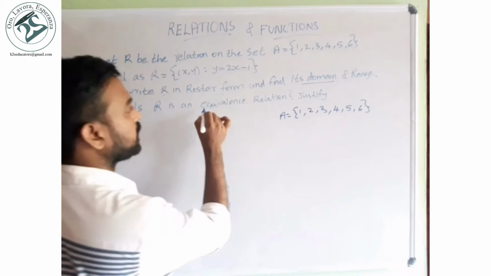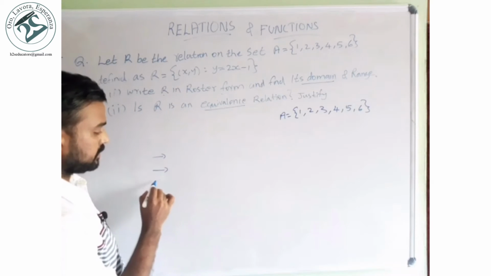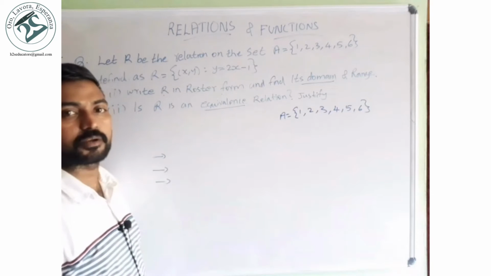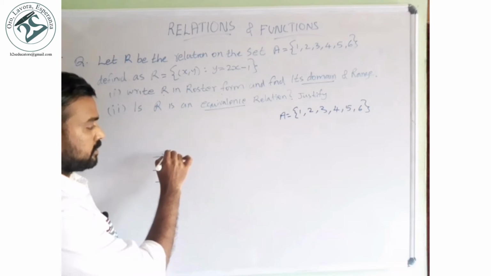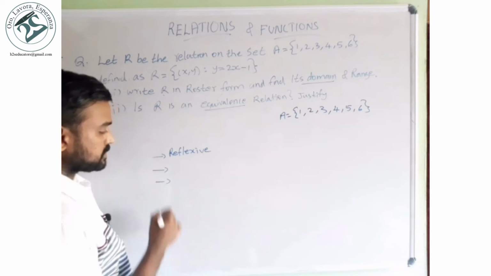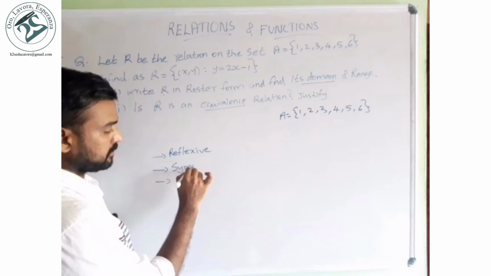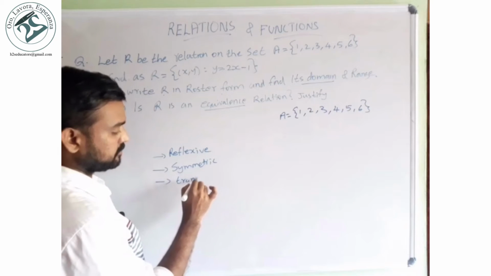The word equivalence includes 3 relations. If these 3 relations are together, we can call it an equivalence relation. First one, reflexive relation. Second one, symmetric. And third one, transitive.